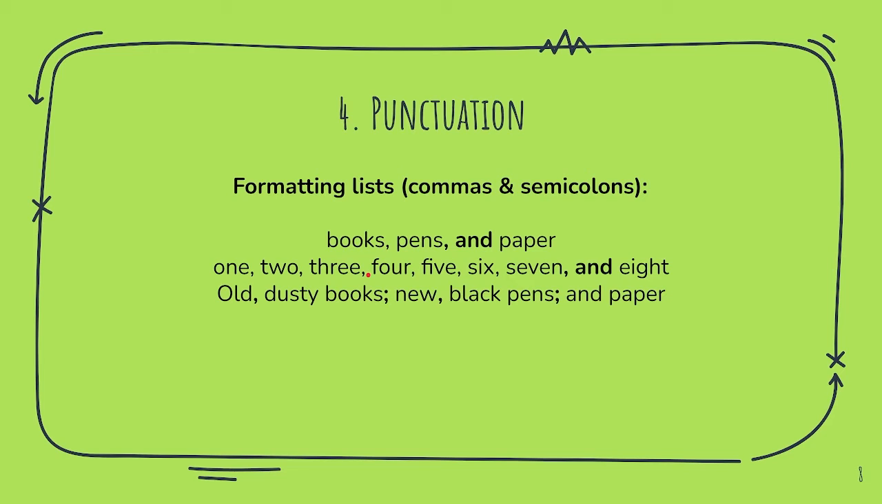We can also use semicolons to separate objects in a list. This is only used when we already have a comma separating the adjectives describing the noun. This semicolon acts as the same punctuation as this comma in the list.